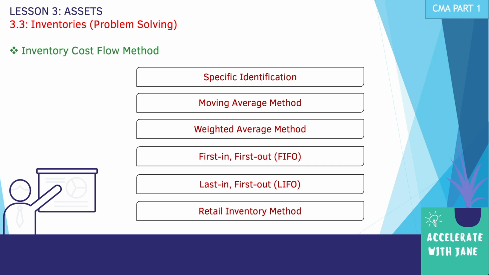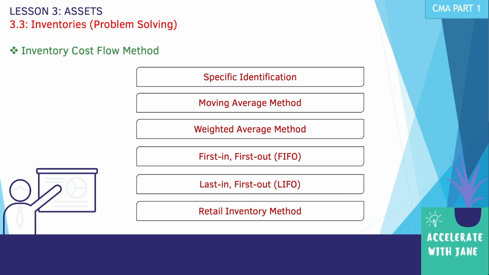For first in, first out, or the FIFO, this method assumes that the first goods purchased are also the first goods sold. Therefore, the ending inventory consists of the latest purchases. On the other hand, when we say LIFO or last in, first out, this method assumes that the newest items of inventory are sold first.